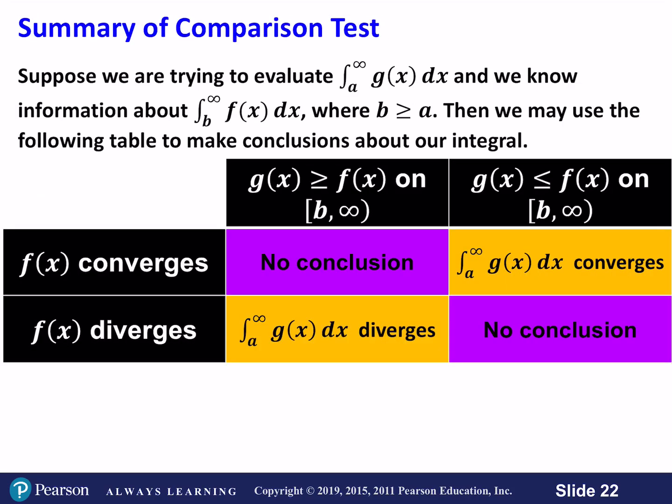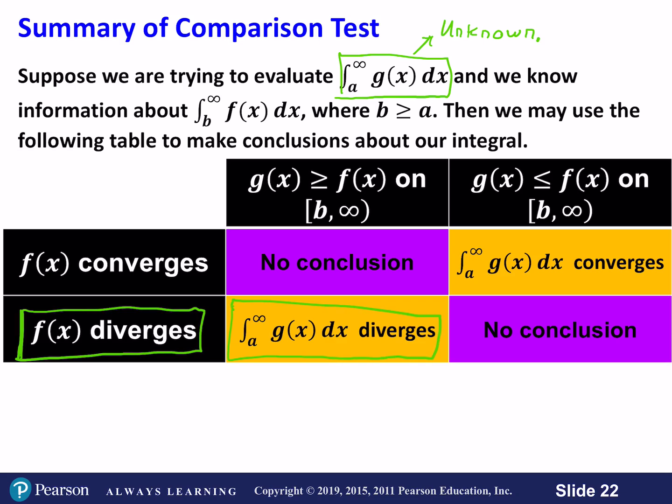Summarizing, final slide. Suppose we are trying to evaluate the integral from a to infinity of g of x dx. So this is the unknown, the one that we don't know. We want to figure out if that thing converges or diverges. And suppose we already know information about f of x, so we know whether that thing converges or whether that thing diverges. Then we can use this table to make conclusions about our integral. If f of x diverges, for instance, and g of x is the larger function, then that indicates that the integral of g of x also diverges.